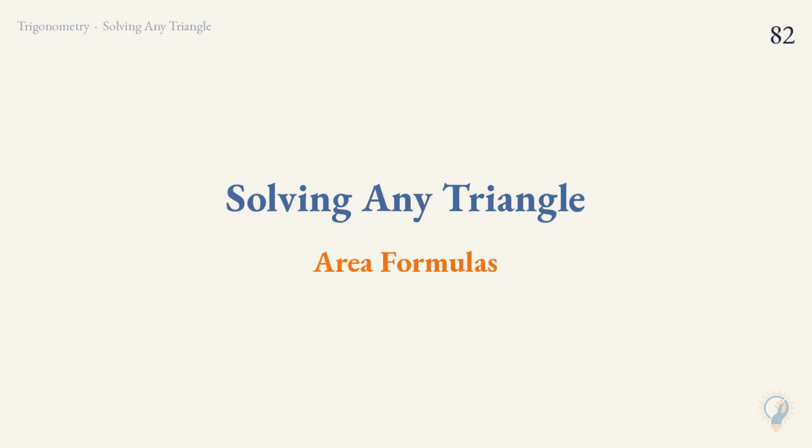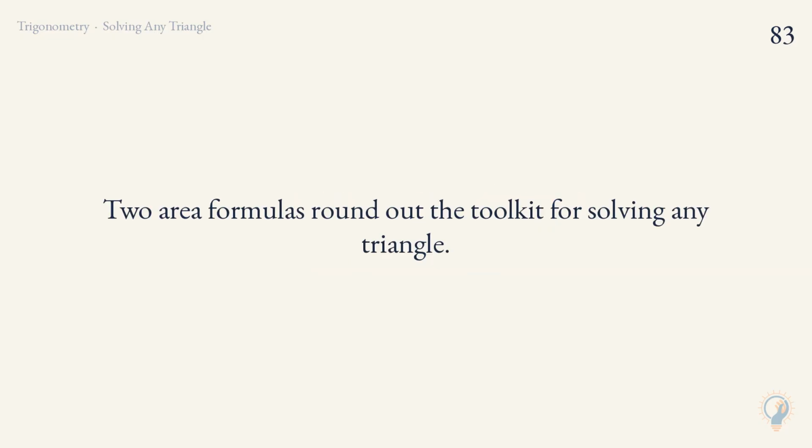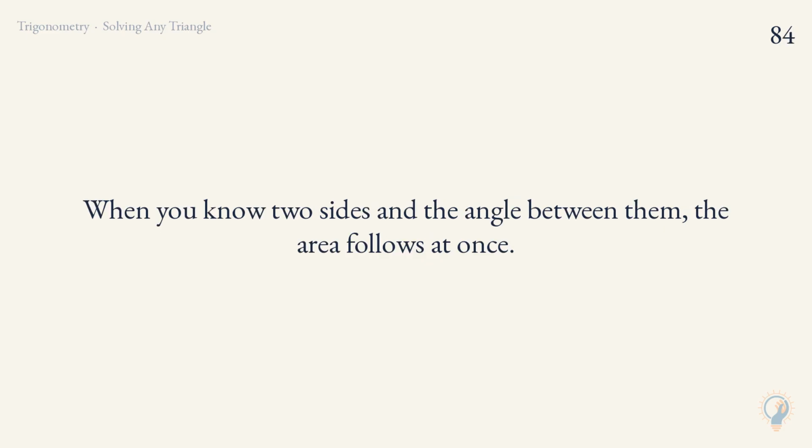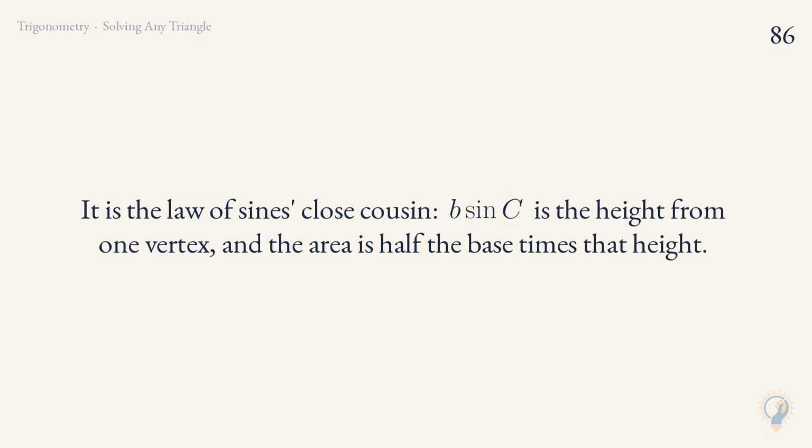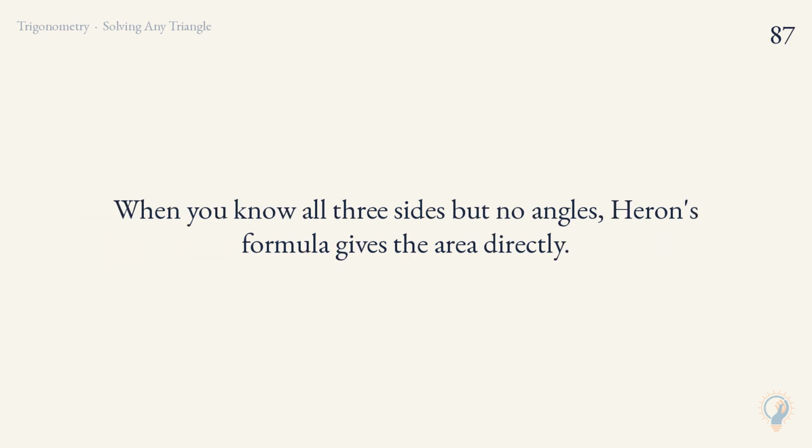Area formulas. Two area formulas round out the toolkit for solving any triangle. When you know two sides and the angle between them, the area follows at once. Equation 30. The area equals 1/2 times A times B times the sine of C. It is the law of sines' close cousin. B times the sine of C is the height from one vertex, and the area is half the base times that height. When you know all three sides but no angles, Heron's formula gives the area directly.